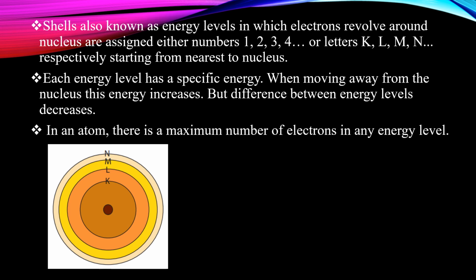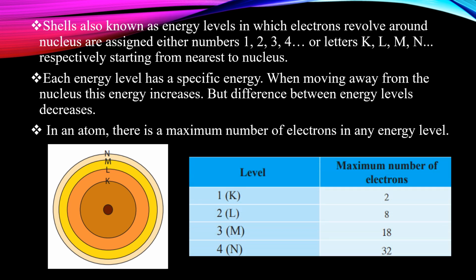In an atom, there is a maximum number of electrons that can be carried in an energy level. As shown in this table, in the first energy level, it's 2, second, 8, third, 18, fourth, 32.